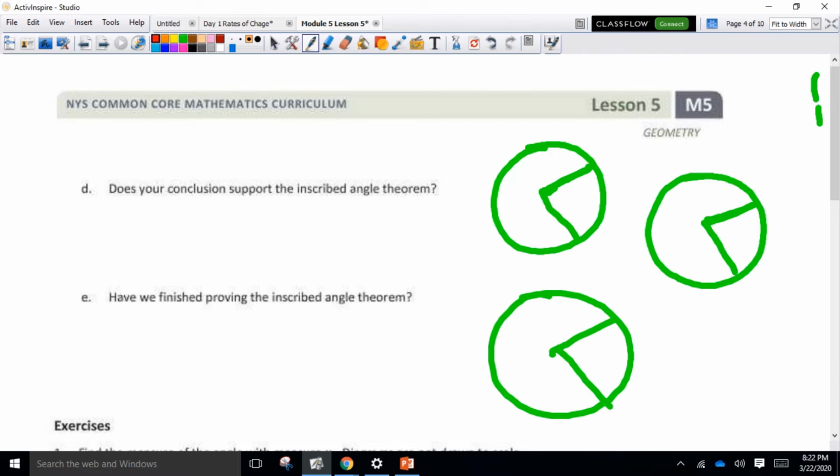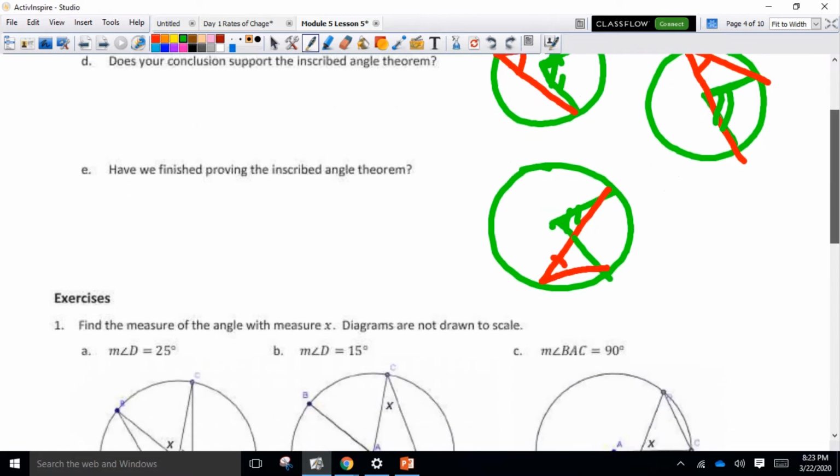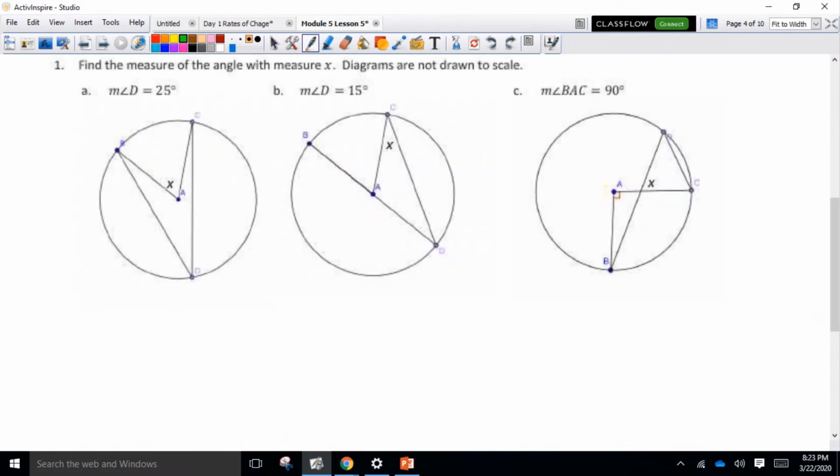And we have our inscribed angle. It could look like that. Could look like that. Or it could look like this, right? Okay. Either way, this angle here, the red angle, is going to be half of the green angle, the central angle. Okay? The red angle, the inscribed angle, is half of the central angle. So that's what we're going to use for all of these questions, right?